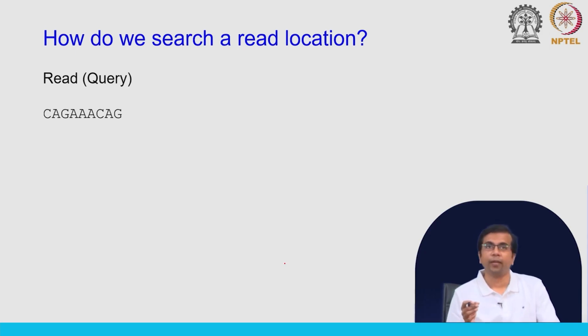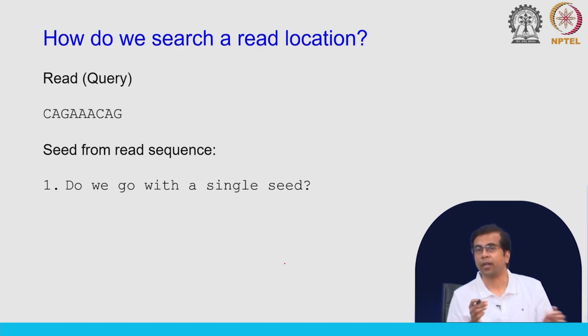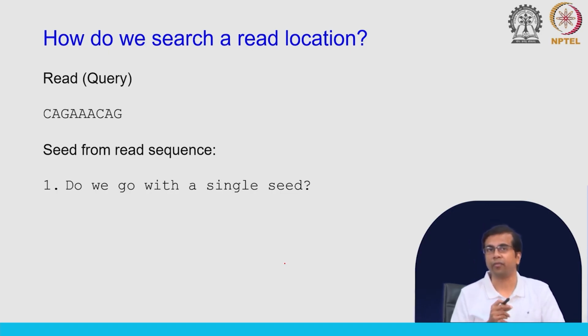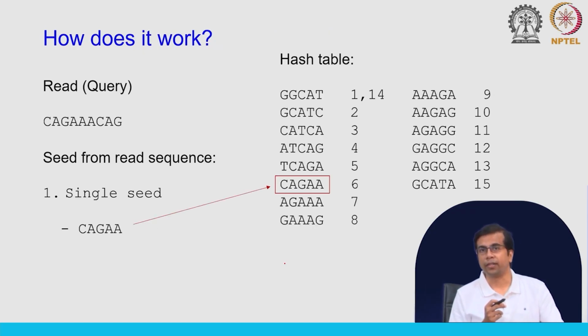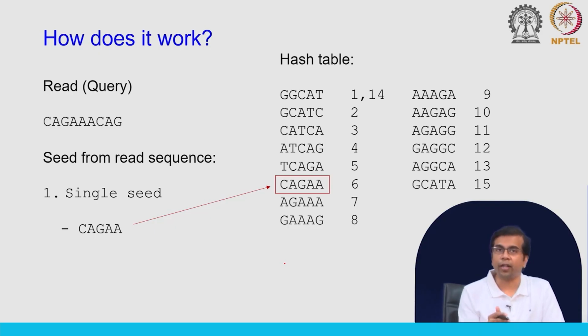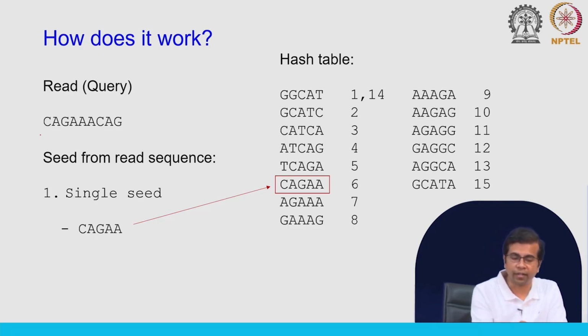Now, for the read that we have, we actually have to generate these seeds again from the read sequence. Again we have 2 options. We can generate a single seed and try to find it in the hash table and find its location, or we can go with multiple seeds. Let us look at what would actually happen and what the advantages or drawbacks of each of these are. If we are looking up a single seed, we have generated the single seed, again the seed length k is 5.